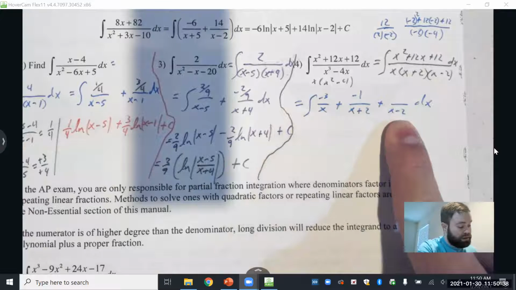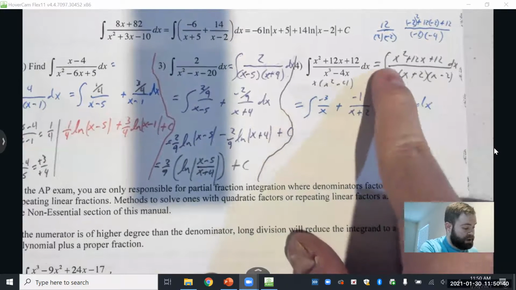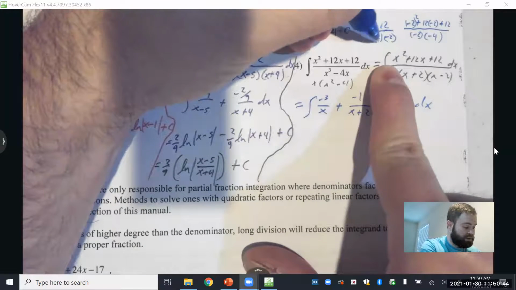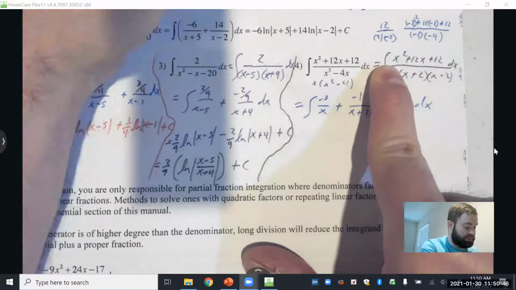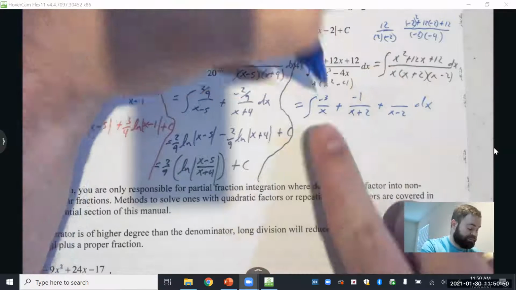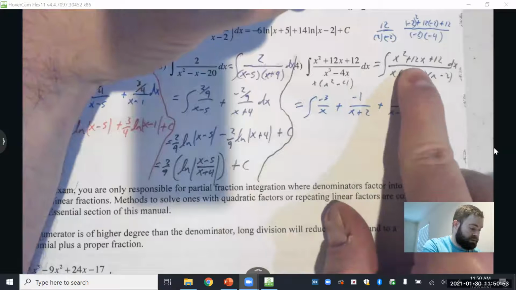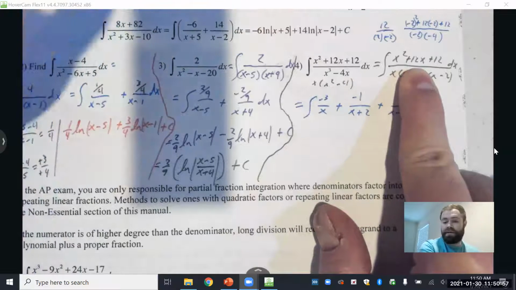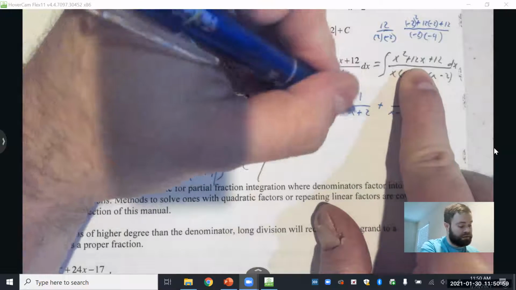Then I cover up the x and plug 0 into all the x's, which gives me 12 over 2 times negative 2, which is 12 over negative 4, a negative 3. Then I cover up that middle one and plug negative 2 into all x's, and that gives me negative 8 over 8, so negative 1.